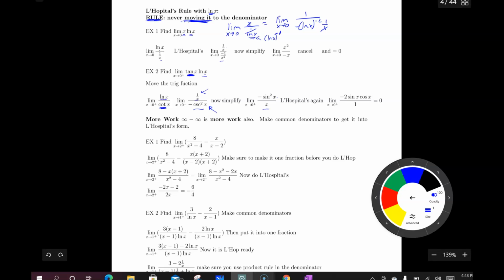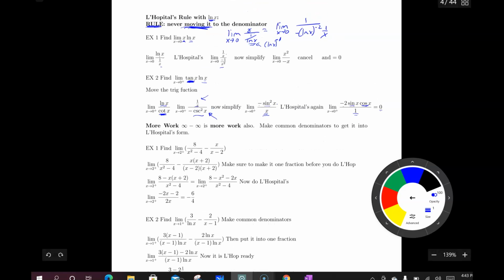So you do chain rule, bring the negative 2 down, sine of x to the 1 power, derivative of sine is cosine, the derivative of x is 1. Now plug in 0. I get 0 times negative 2 times 1. That gives me a 0 in the numerator over a 1. 0 over 1 is 0. All right, so that's just a little aside about ln of x.